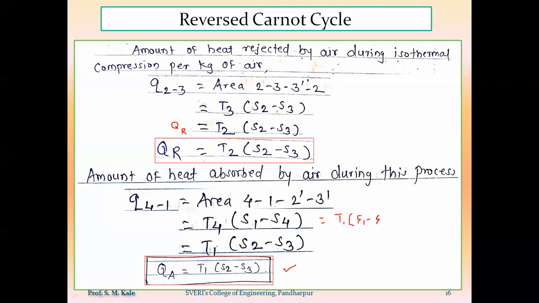But if you see the TS diagram, process 1 to 2 is an isentropic process. That means the value of S1 is equal to the value of S2. And process 3 to 4 is also an isentropic expansion process. That means the value of S3 is equal to the value of S4.